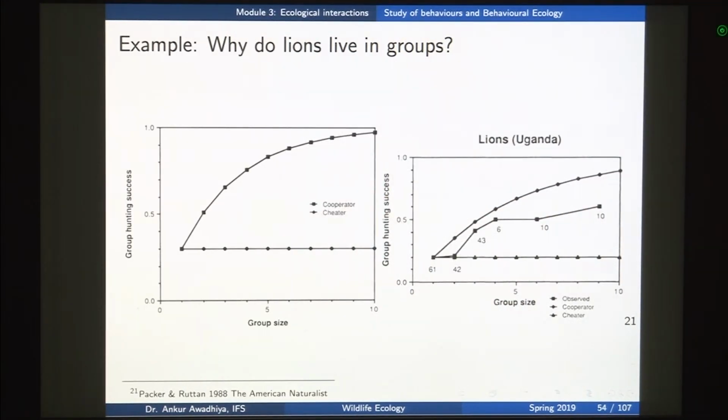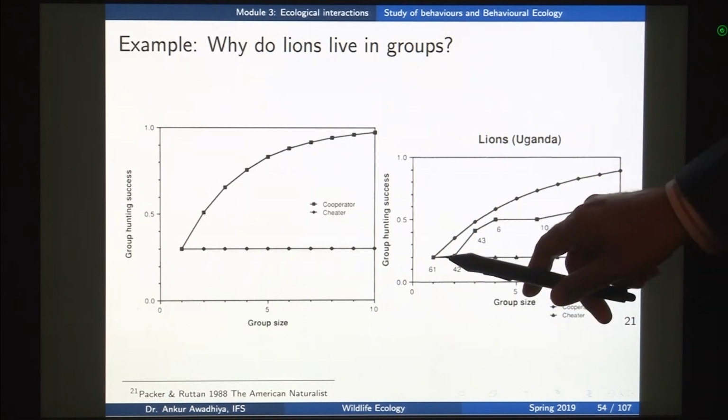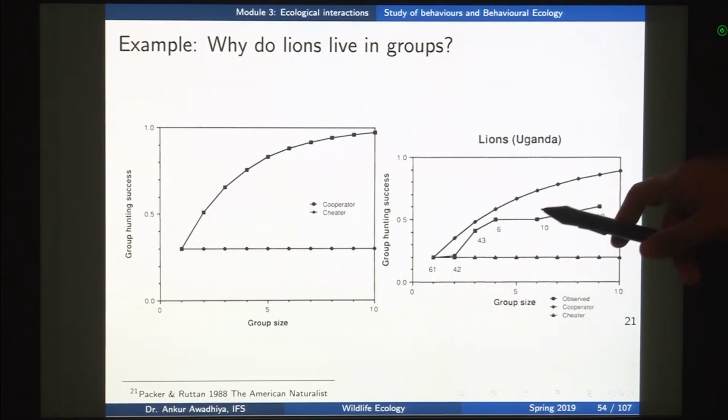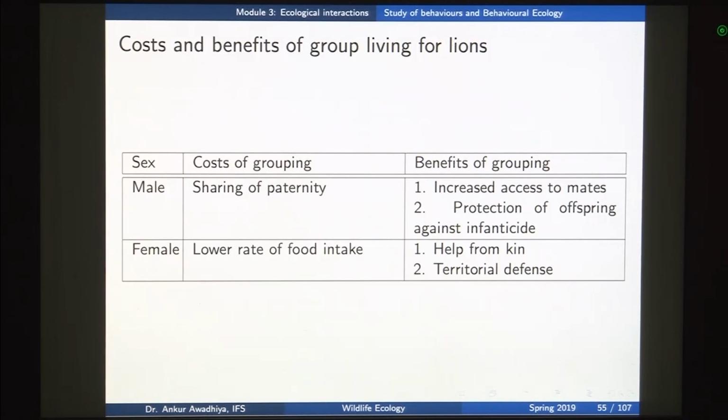Now, if we look at actual field situations of the lions, for instance these lions of Uganda, we will observe that the actual situation is somewhere in between. Actually, you have lions that cooperate for some time and they also try to cheat for some time. So, this is a way in which we can understand why lions are living in groups. We can even dissect it further by looking at the cost and benefits of group living for lions.